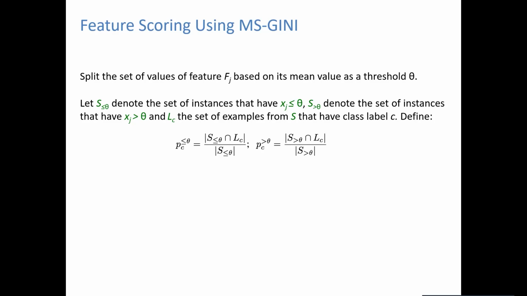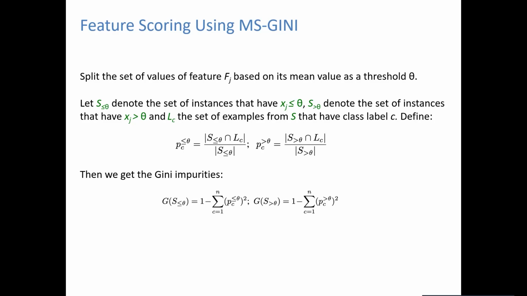And then to compute the Gini impurity of this, we can compute the probability of the class being C, if that specific feature is smaller than or equal to theta. It's essentially the cardinality of the intersection between S smaller than or equal to theta with L_C, divided by the cardinality of S smaller than or equal to theta. In a similar way, you can compute the probability of the class C, given that the sample has a value bigger than theta for that feature. Okay, and then the Gini impurity will become this expression here.